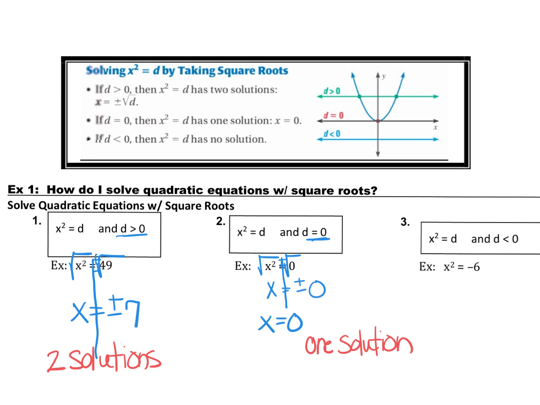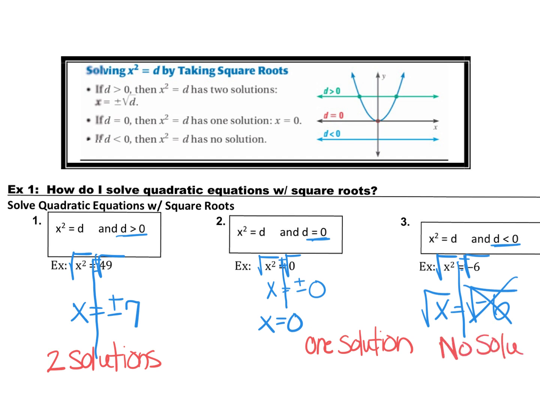And then in number 3, we've got x squared is equal to d, and d is going to be less than 0. In this case, we're going to take the square root, and then we could take plus or minus. Well, we cannot take the square root of a negative number. You can't do that. And so this is going to be a no solution. You'd find that if you try to plug the square root of negative 6 or any negative number into the calculator, you're going to end up getting an error.